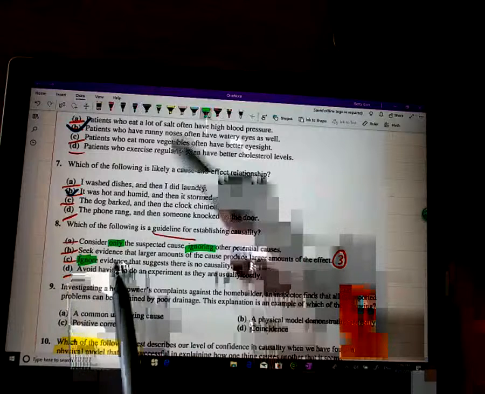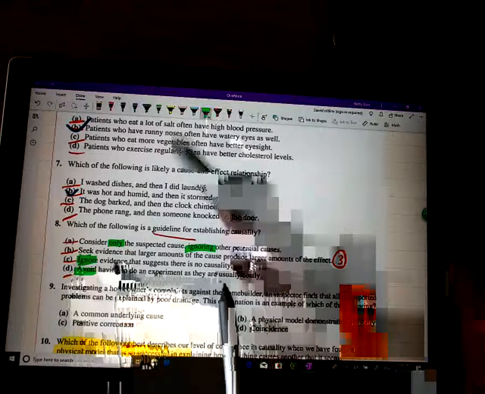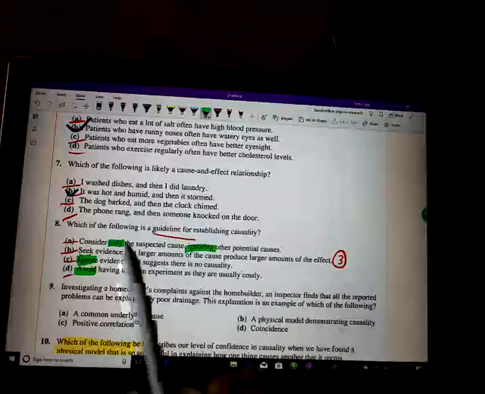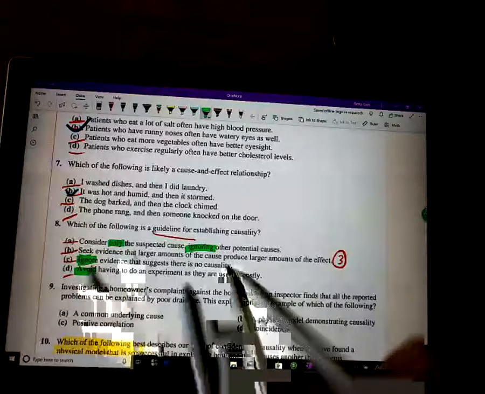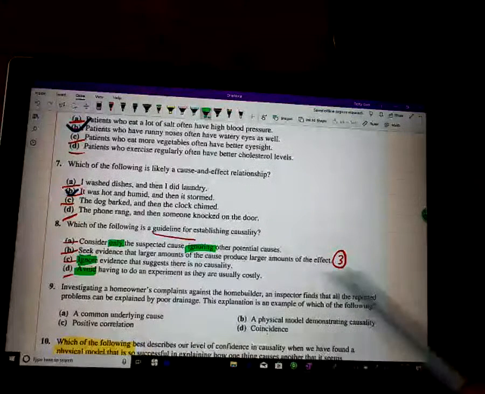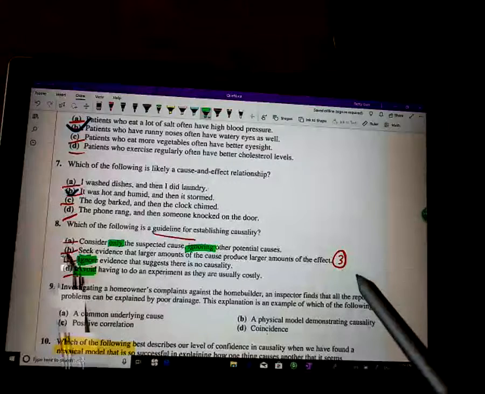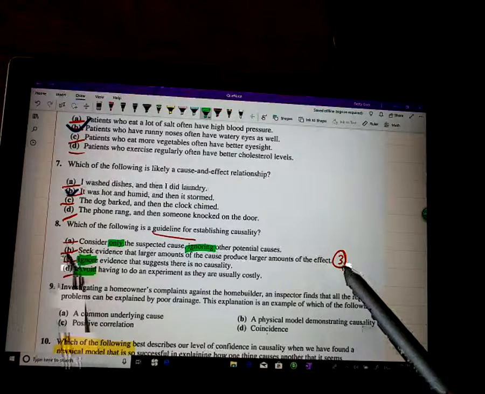C. Ignore evidence that suggests there is no causality. See the keyword? Ignore. D. Avoid having to do an experiment, as they are usually costly because it's expensive. So only, ignore, avoid, those are just kind of lazy words. C, just make sense of it. We choose B, B as in boy, number 3. That's step 3 in the guideline.